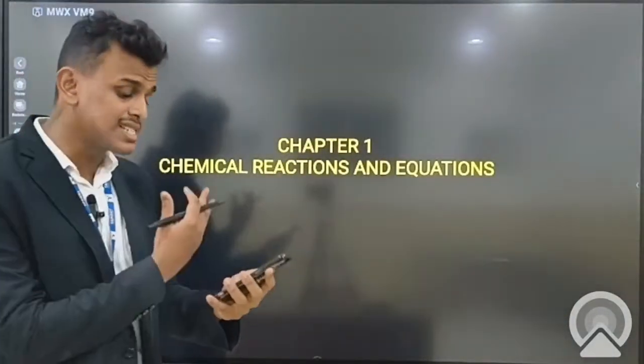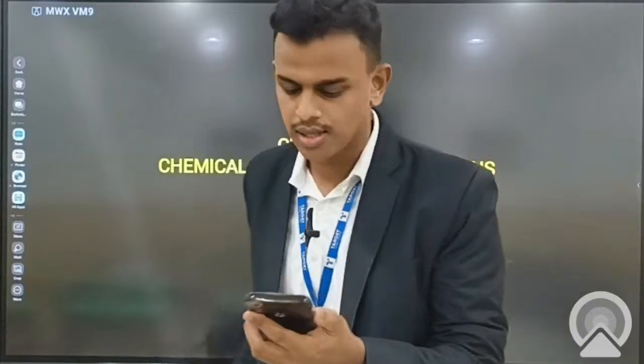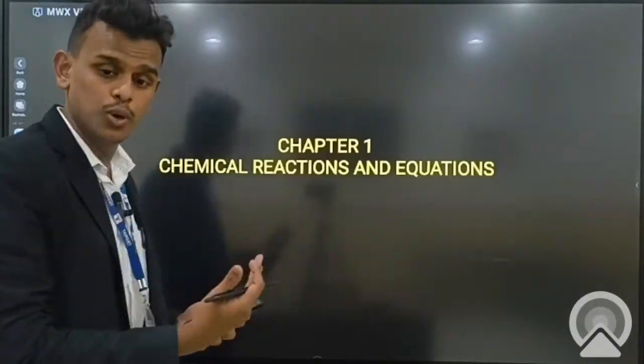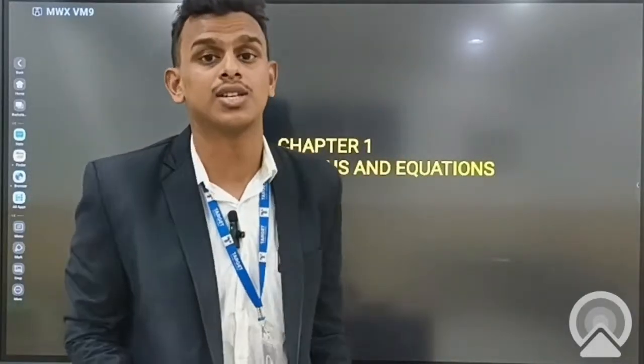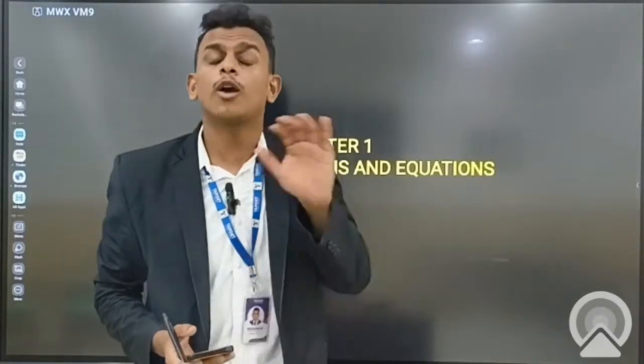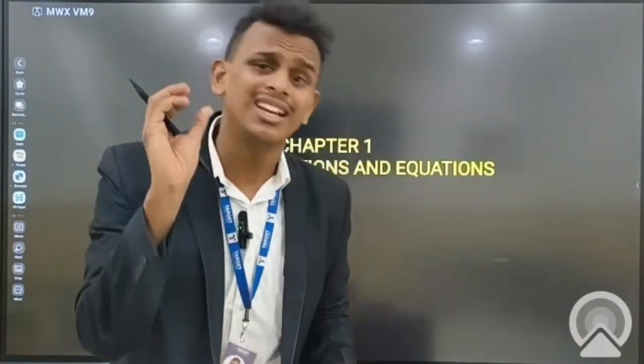So we are dealing with the first chapter, chemical reactions and equations. Before going to the question, I can tell you some important points. You can divide the chapter into two parts. One is balancing of a chemical reaction or chemical equation, and the other is the types of reaction. You cannot predict the question on balancing, so you should have a clear-cut idea about balancing.